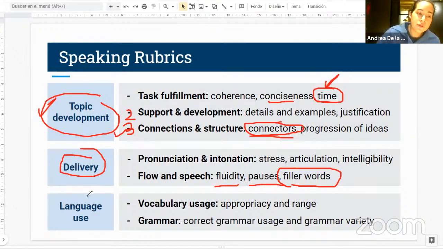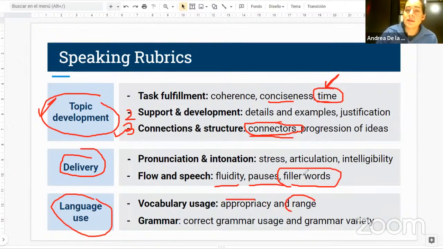And finally, language use, which has to do with 2 big things. One of them is vocabulary. So you don't have to have such a fancy vocabulary, but you do have to try to use an appropriate vocabulary. So for instance, if you're talking about students, try to say students instead of saying people, right? If you're talking about business, instead of saying people, you can say customers. So that is what appropriate vocabulary means.